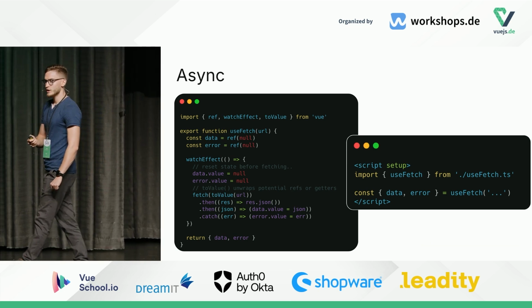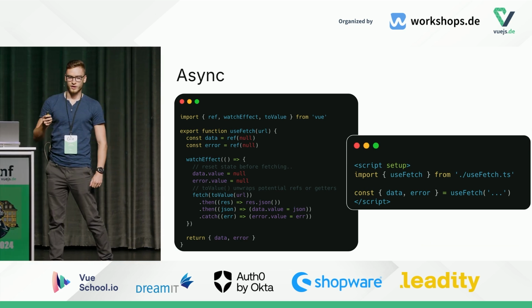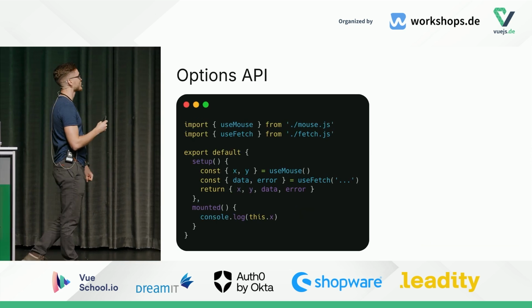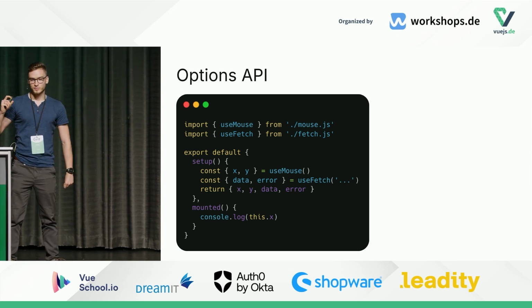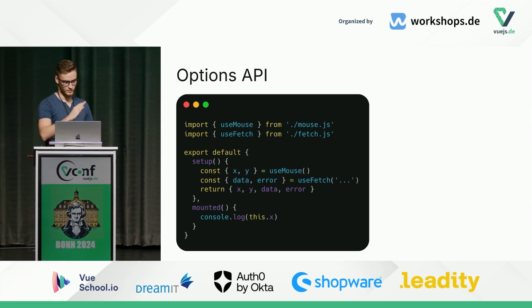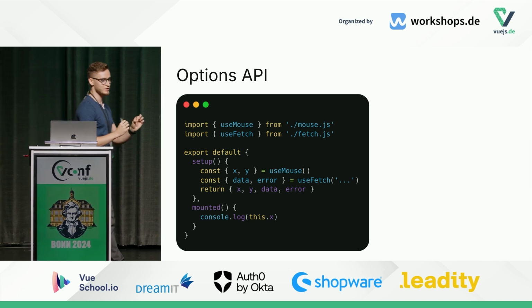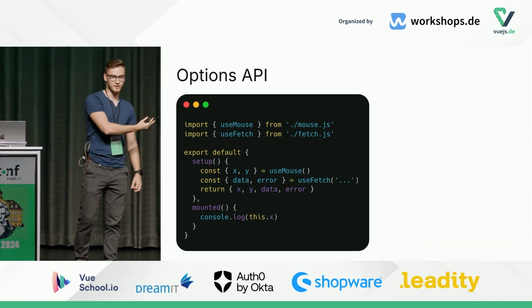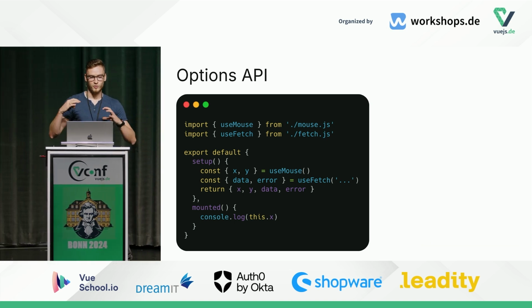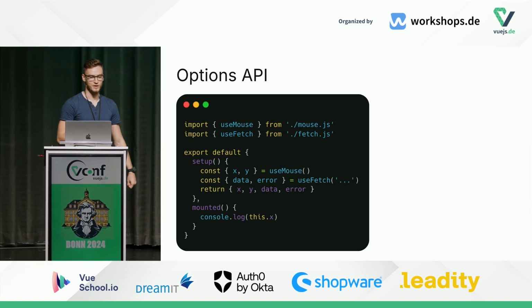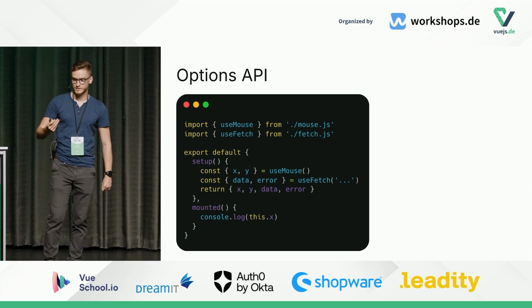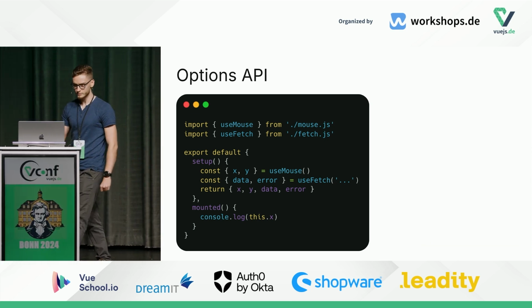With composables, we can also use them with the options API, which until a certain point I wasn't aware of. You can call them in the setup function and return the reactive values, so x, y, data, and error from the previous examples. And in the mounted hook, we can use these variables by using this.x, this.y.